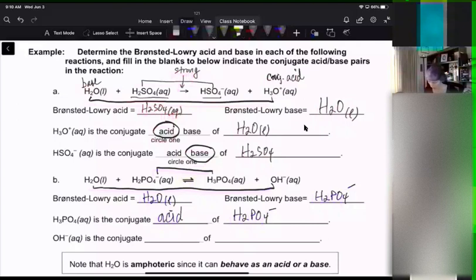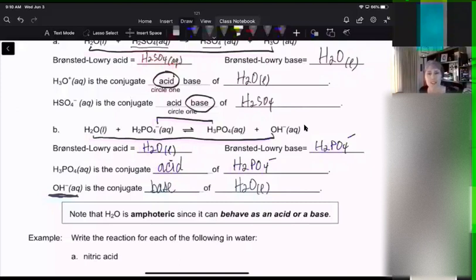All right, what about OH minus? Is it an acid or base? That is going to be the conjugate base of water. So notice that water can go either way. Water is neutral. It's right in the middle. So depending on what it's reacting with, it can act as an acid or it can act as a base. So that's called amphoteric or sometimes amphiprotic.